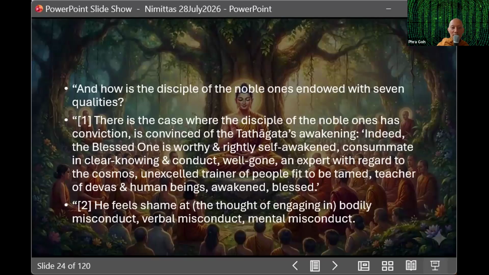And how is the disciple of the noble ones endowed with seven qualities? These are important to overcome this sense contact nimitta.